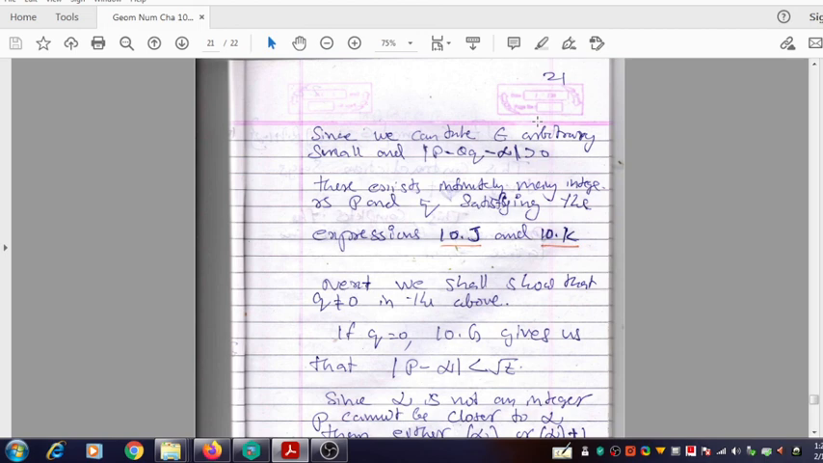There exist infinitely many integers p and q satisfying the expression in 10.j and 10.k. Why? Because epsilon is a quantity that can be allowed to tend to 0, and for each of these infinitely many values there can exist values for p and q satisfying the above inequalities, which are given in 10.j and 10.k.